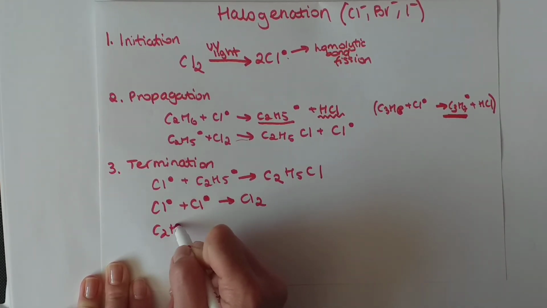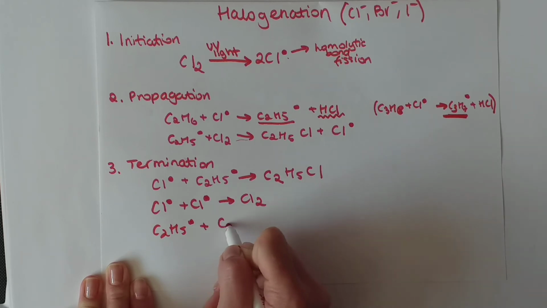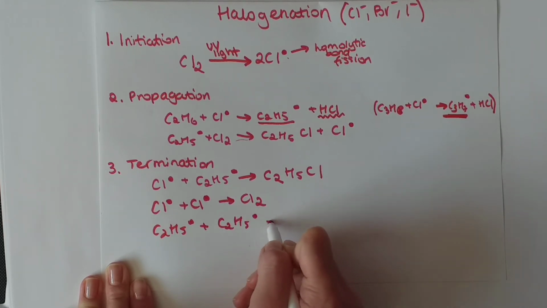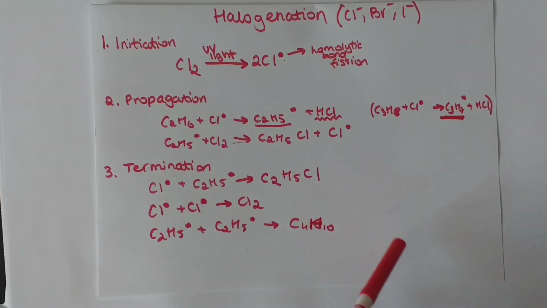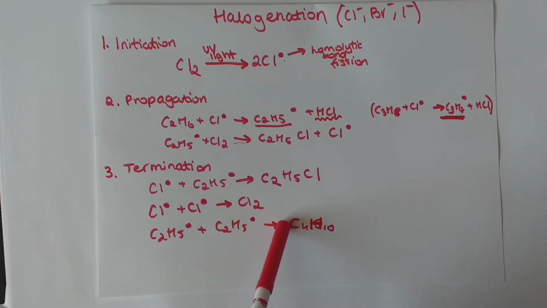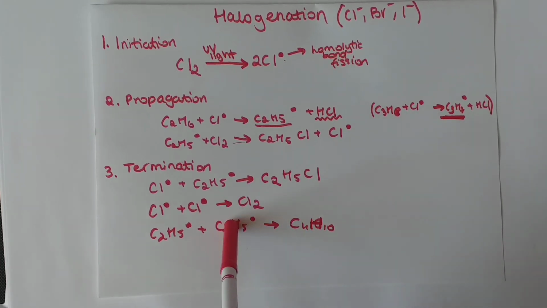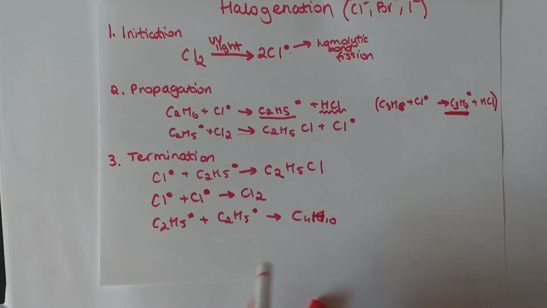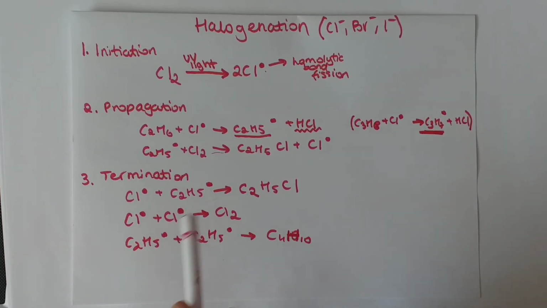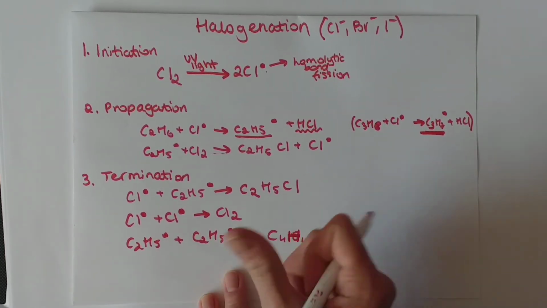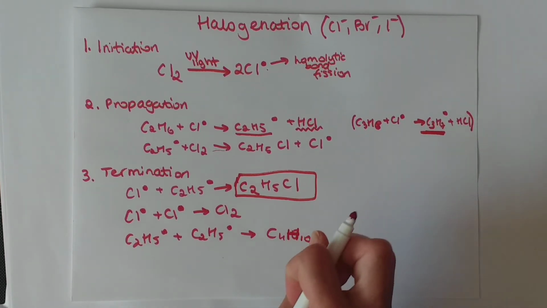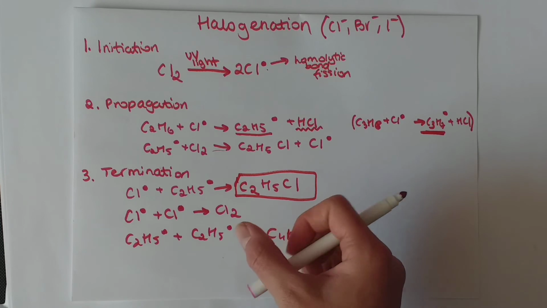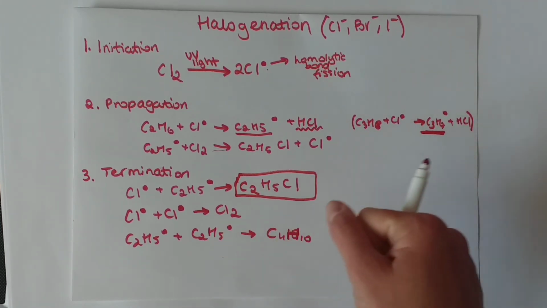Furthermore, we can also have this situation going on, C4H10. So all of these could happen. Any two radicals can join together covalently during the termination step. But of course, our aim is to form a halogenoalkane. So that's what we want. So that's the aim of halogenation.